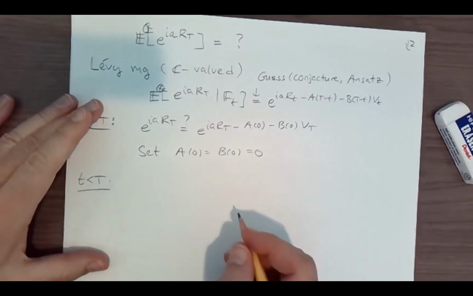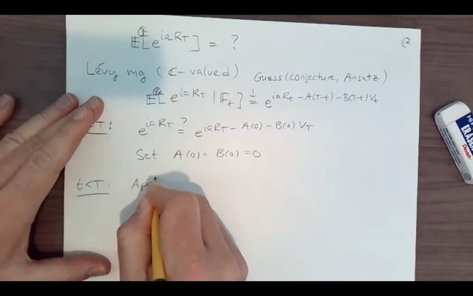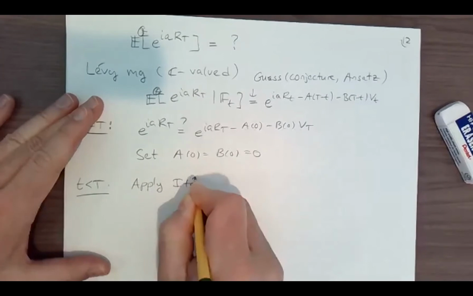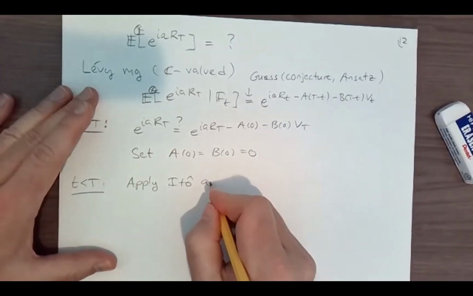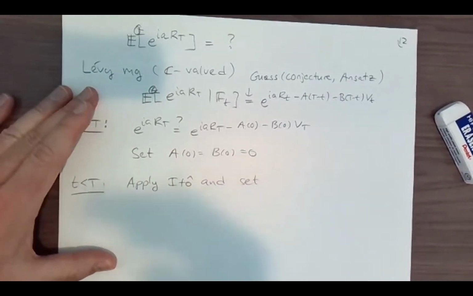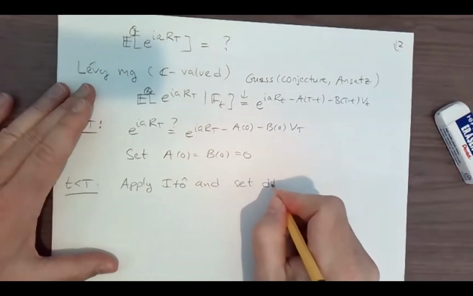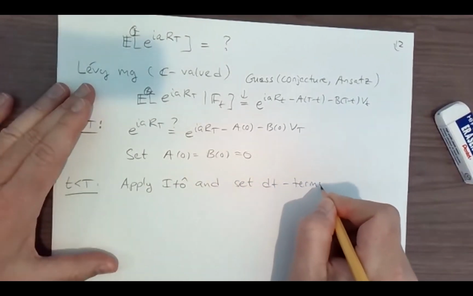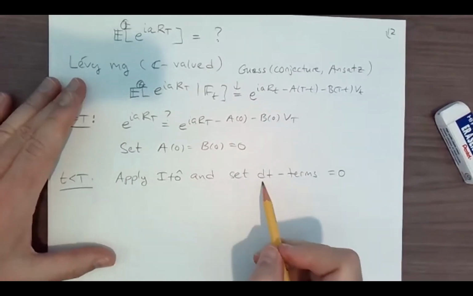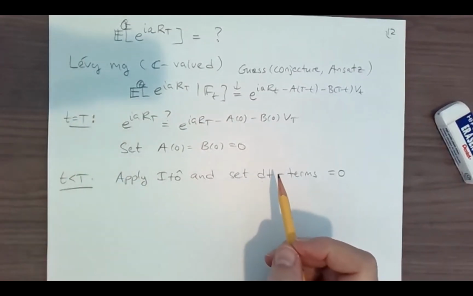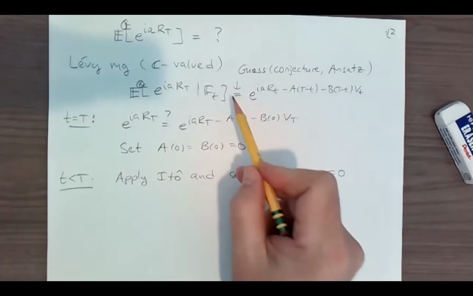So we're going to apply Ito and set dt terms equal to 0, right? Because it's a martingale, so there should be no dt terms. So we apply Ito's lemma to the right-hand side.